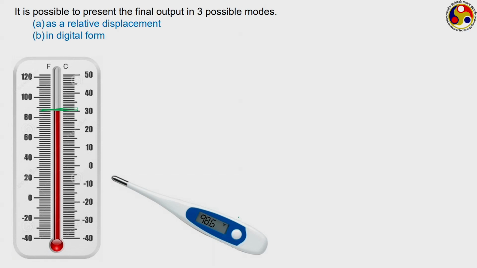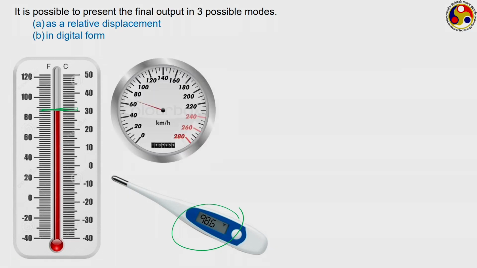Whereas, in the case of the digital one, we are directly going to get the value. Of course, this conversion is done internally, and we are going to get the output not in terms of a displacement of something, rather in terms of numbers or digits. That is what refers to the digital form.